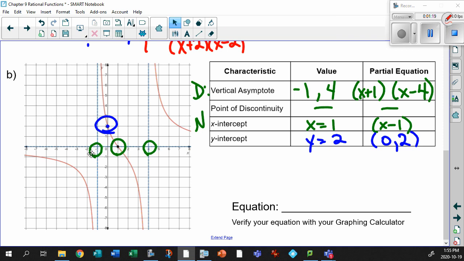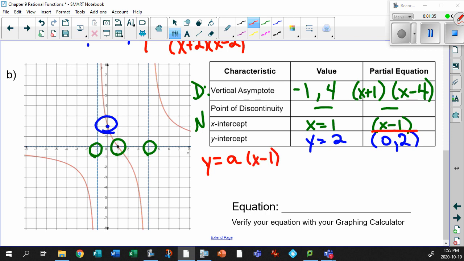Okay, now let's start writing this out. There's our numerator. Don't forget, you need a value of a up front. The a is the vertical stretch factor that is not able to be determined from the graph. So x minus 1, there it is. There's your numerator. And your denominator is x plus 1 and x minus 4. Beautiful. Now, start using this guy.